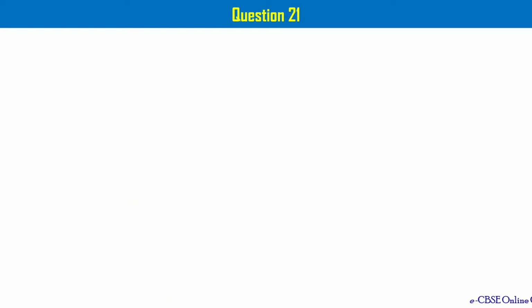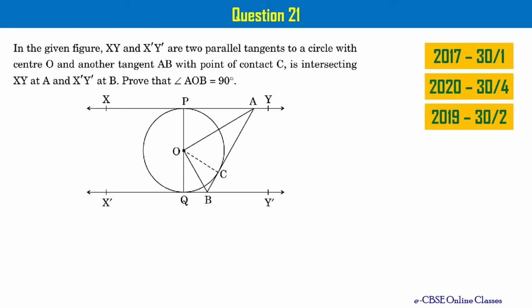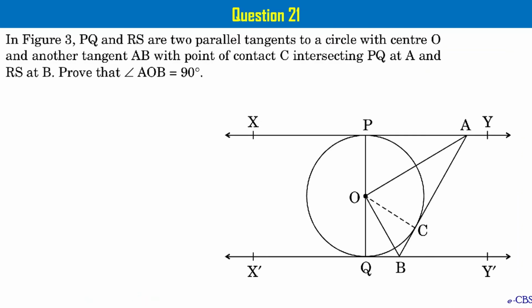Let's go to the next question, that is question number 21. In the given figure, xy and x prime y prime are two parallel tangents to a circle with center O. And another tangent AB with point of contact C is intersecting xy at A and x prime y prime at B. Prove that angle AOB is equal to 90 degrees. This has appeared in 3 sets of question papers. Let's solve this problem now.